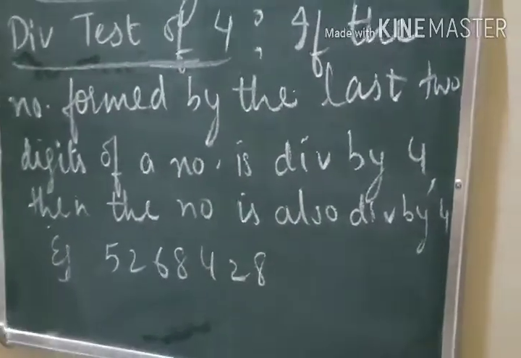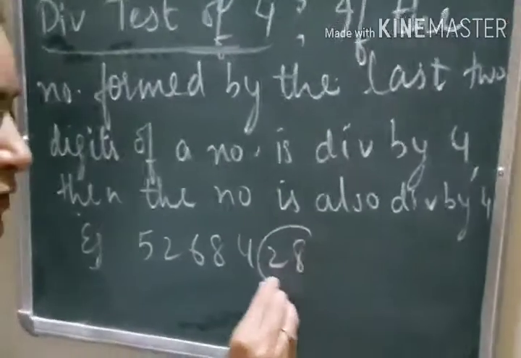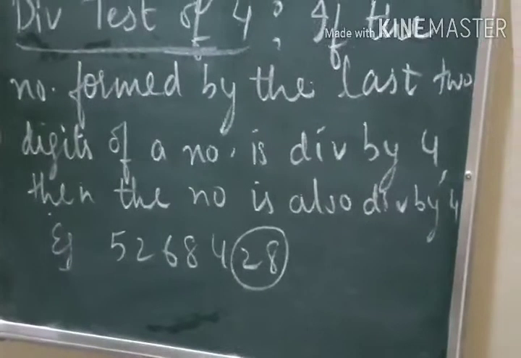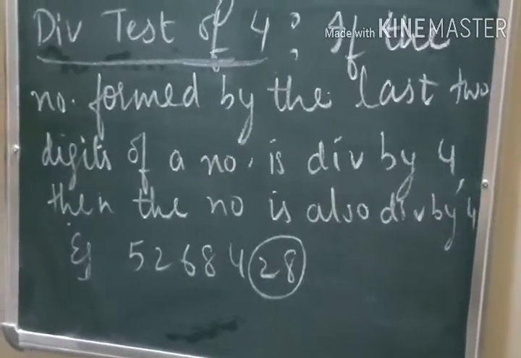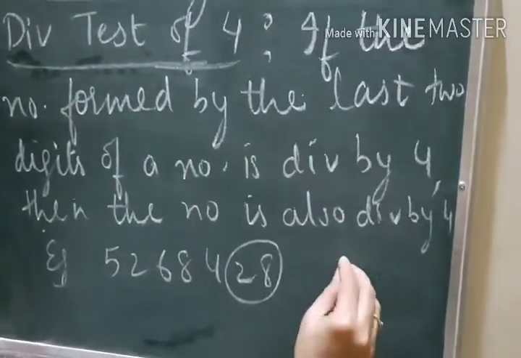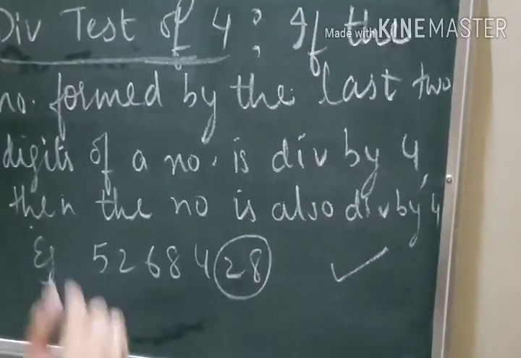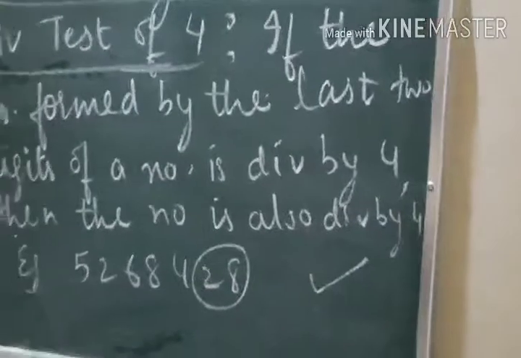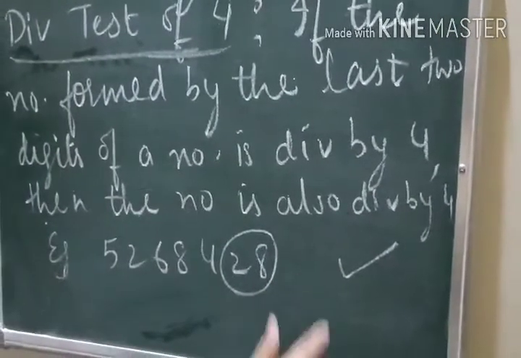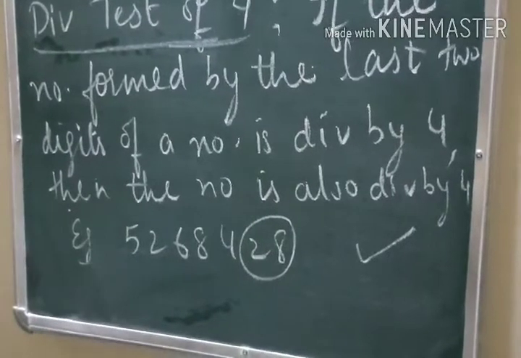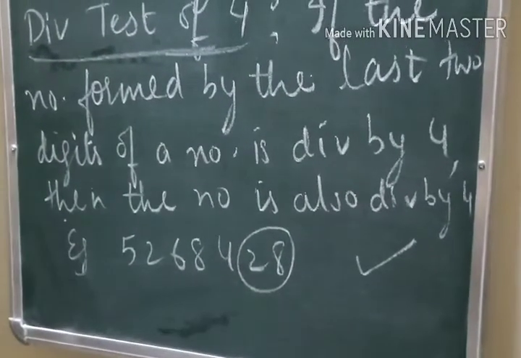This is my number. Now you have to just look for the last 2 digits. What is the number formed? 28. Now is 28 divisible by 4? Yes. That means the whole number will be divisible by 4. If the number formed by the last 2 digits is divisible by 4, then the whole number will also be divisible by 4. Right?